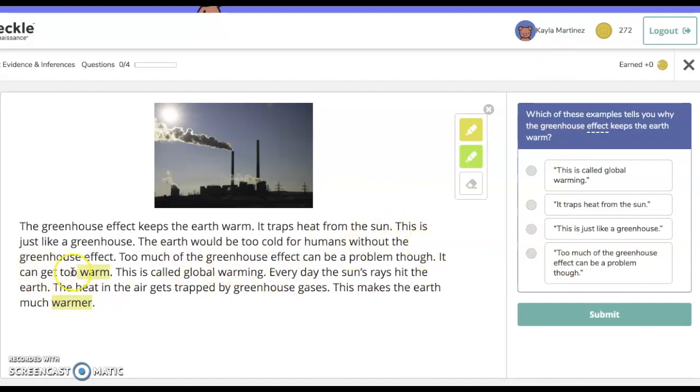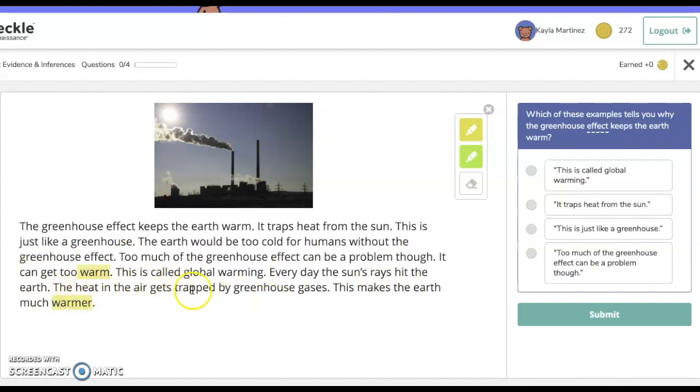This says it can get too warm. Okay, so that's when too much of the greenhouse effect can be a problem, though. It can get too warm. But is the question asking me when it gets too warm or just when it's warm? Yeah, just when it's warm. Not asking when it gets too warm. That's a whole different idea. This over here says this makes the earth much warmer. Okay, well, what does? What makes the earth warm?